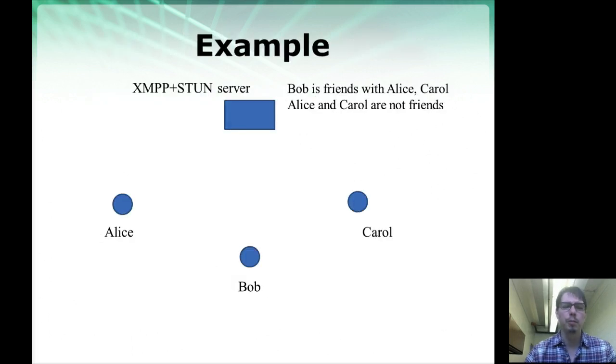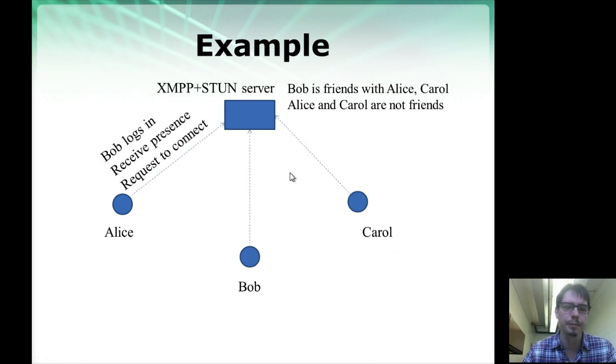So for example, suppose we have Alice, Bob, and Carol, and let's say they are using an XMPP server that also provides STUN. For example, this is a Jabber, ejabberd server that's running on the internet. And let's say that Alice and Bob are friends, and Bob and Carol are friends, but Alice and Carol are not friends. So how would the Social VPN work in this example?